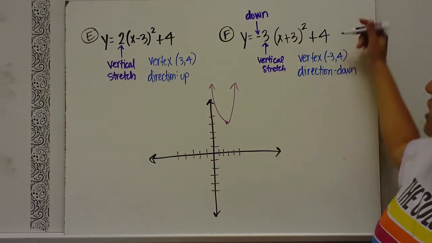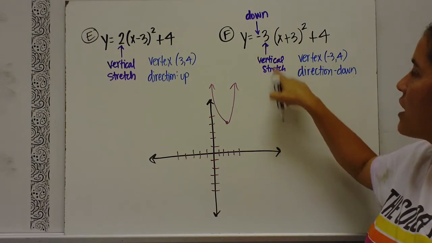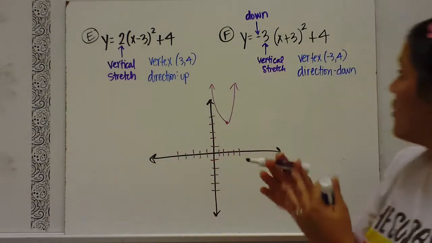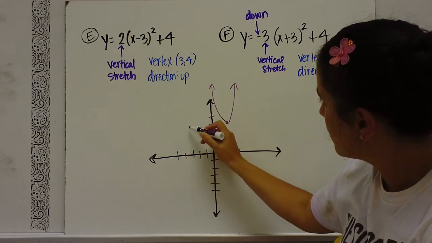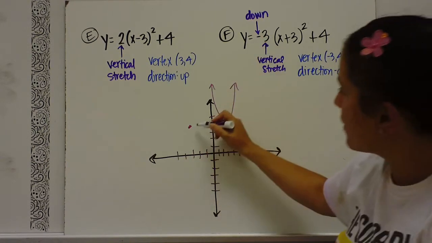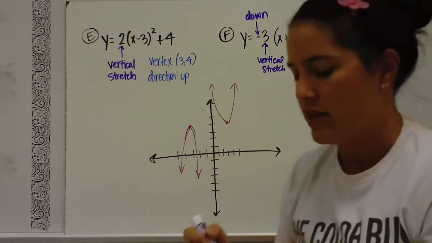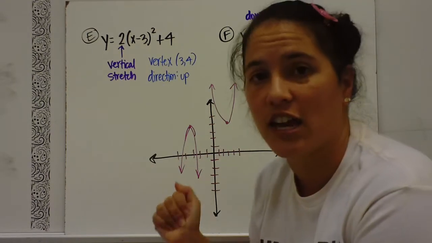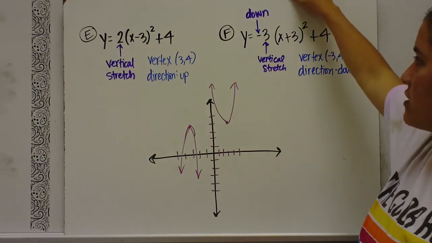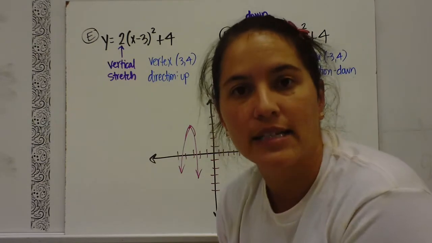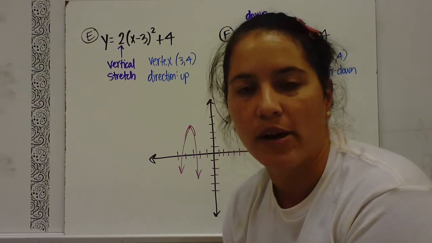F, my vertex is negative 3, 4, and it's going down because of the negative, and I'm going to have a vertical stretch of 3, so that's even going to be skinnier. So negative 3, 4. And it's going down, and it's going to be skinnier because of the 3. So that's got everything in it. It's going down, and it's got a vertical stretch because of the 3 in front. Alright, so that's it. We're going to practice sketching quadratic equations that are in vertex form, and we're going to be practicing finding the vertex.